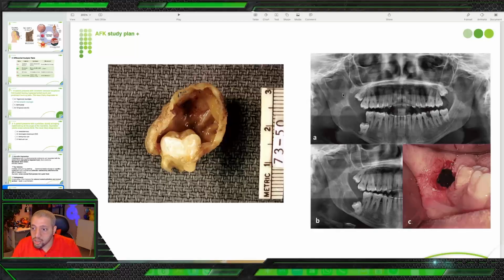Sometimes the lesion is so big, so we do what we call marsupialization. What's the meaning of marsupialization? You see here the lucency is so big, so if you're going to extract this and remove all that, you have a huge chance to injure the inferior alveolar canal. So let's relieve the pressure. Exactly, this is the meaning of marsupialization.